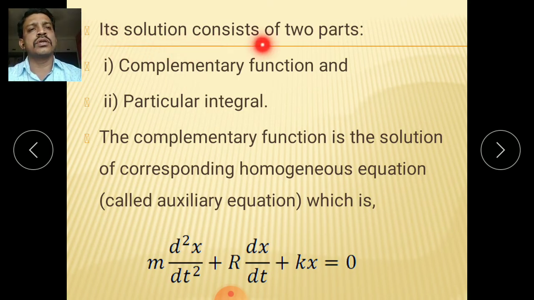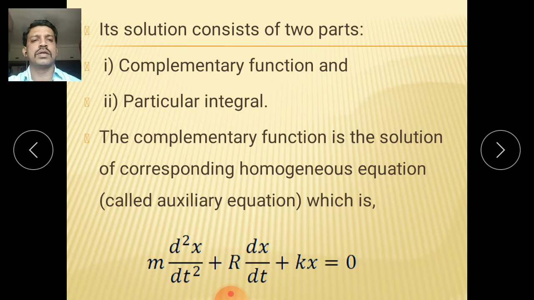Its solution consists of two parts. Now this equation has two main parts in its solution. The first one is the complementary function and the second is the particular integral. Already we have seen this complementary function in the simple equation. Like this equation is our simple equation, its solution we have already found. The complementary function is the solution of the corresponding homogeneous equation, called the auxiliary equation, which is this.